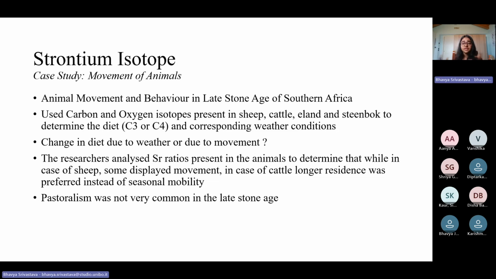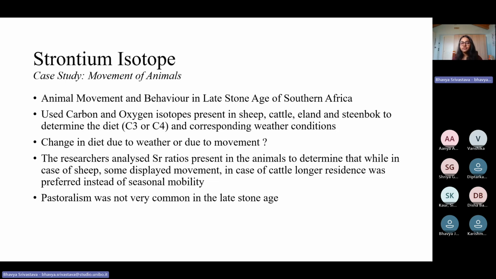There were differences seen in the diet of the organisms, and the researchers thought that it could be because these animals would have been subjected to different diets. So some may have been on a more C3 diet, some on a more C4 diet. But then they thought, what if the animals were grazed around in the area? What if the animals showed movement in the entire area that was analyzed in southern Africa? And so they went for their third isotope analysis, which was strontium, and they found that the animals displayed very different kinds of activities.